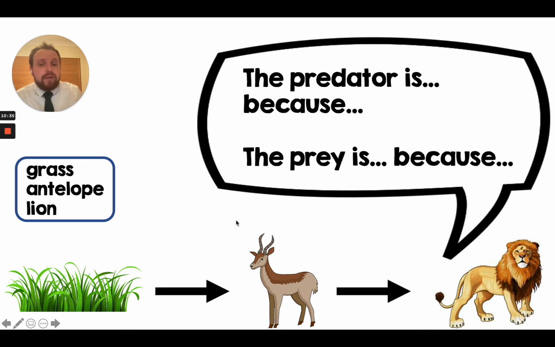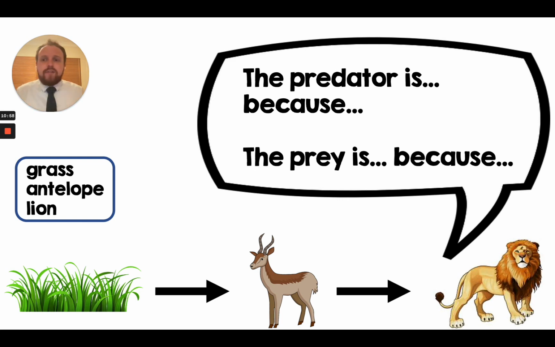Now, the antelope isn't a predator because even though it eats grass, it's a consumer, right? It's not hunting other animals, okay? It just eats plants, okay? So the predator is the lion because it hunts the antelope for food. The prey then is the antelope because it is eaten by the lion, okay? So well done if you got that at home.